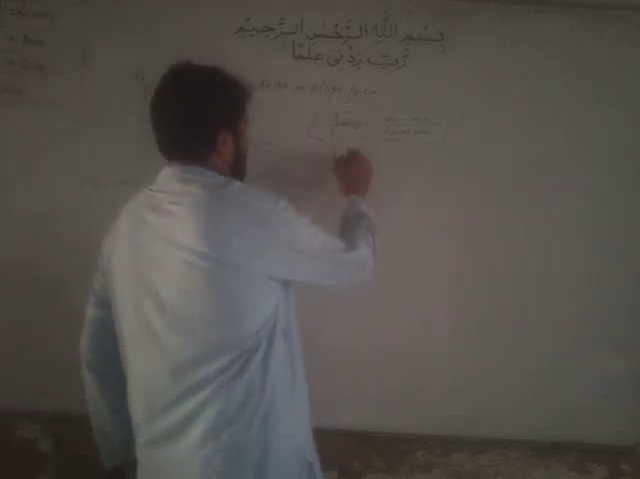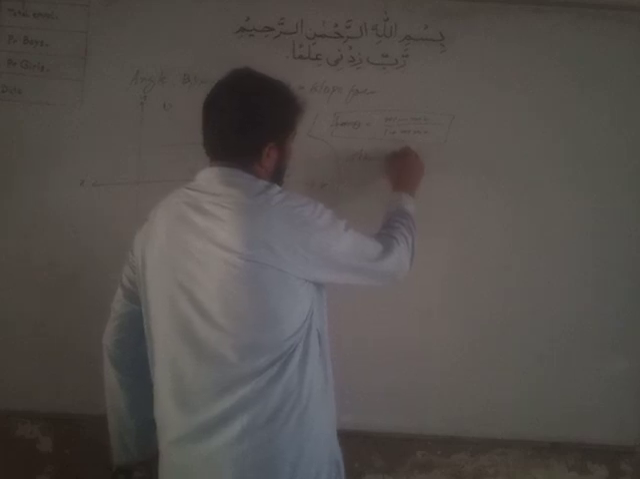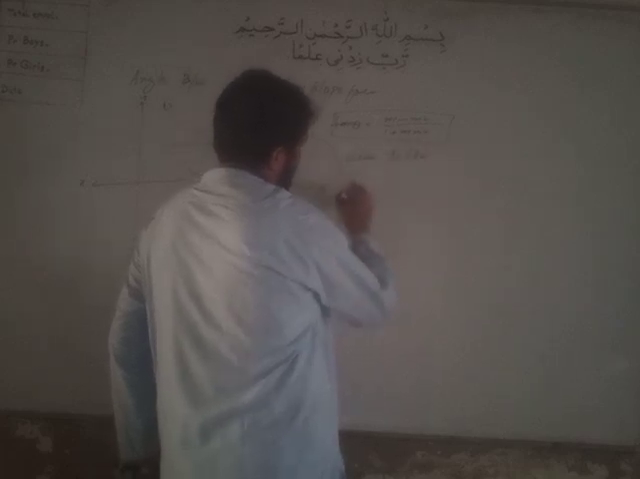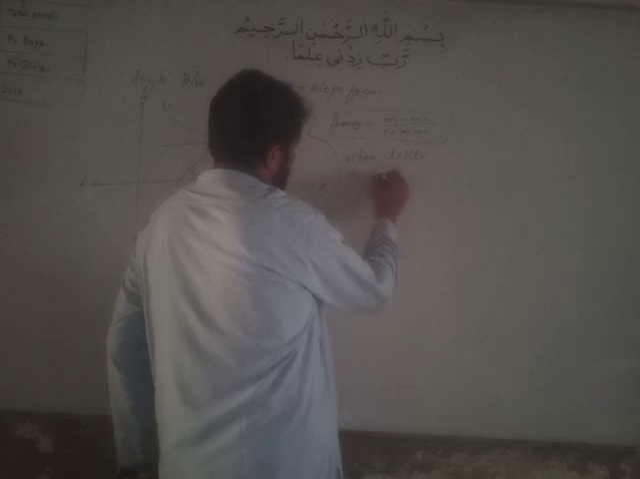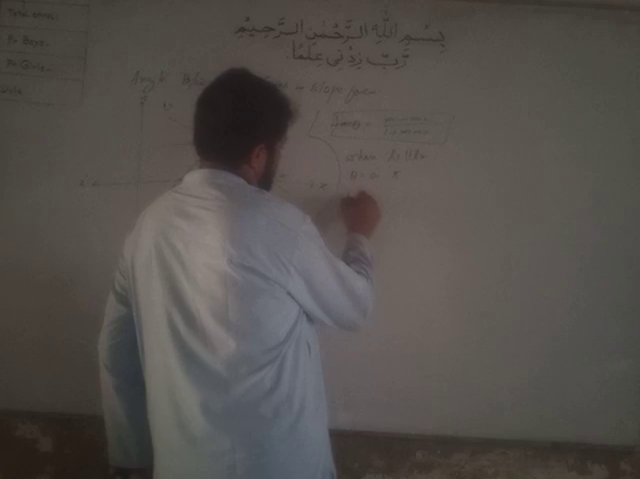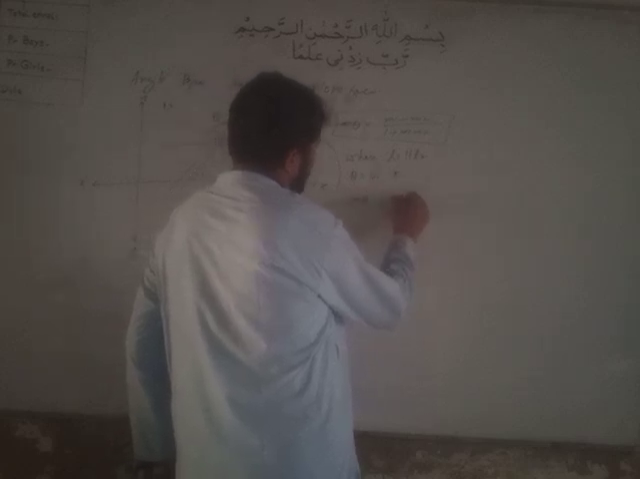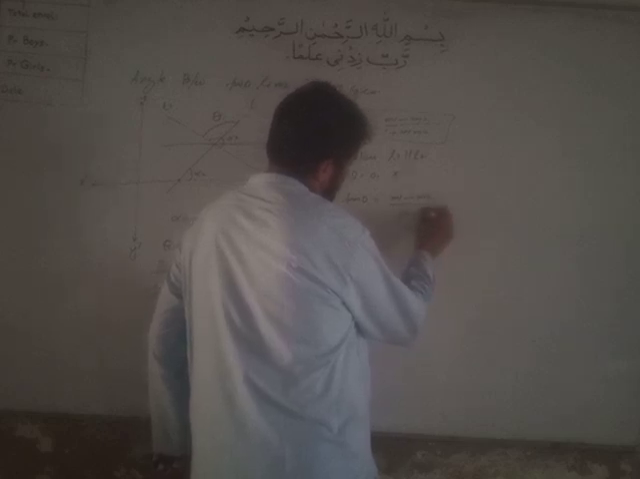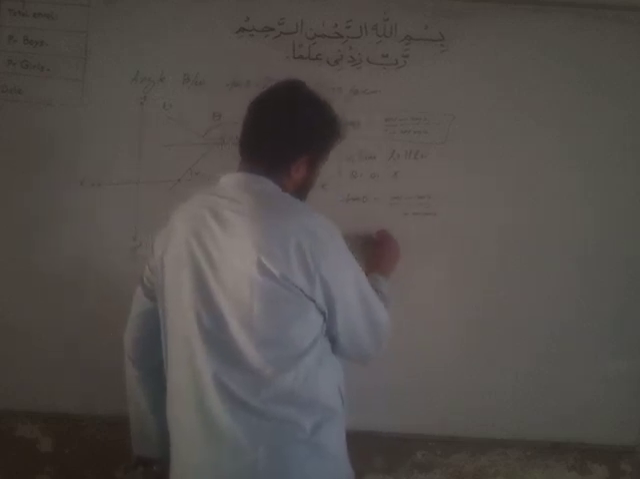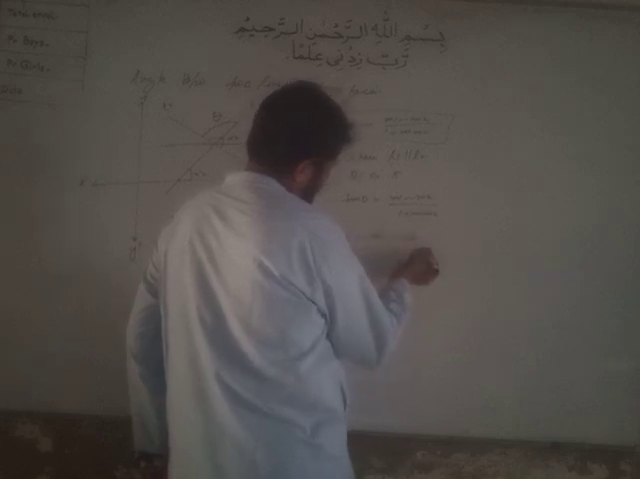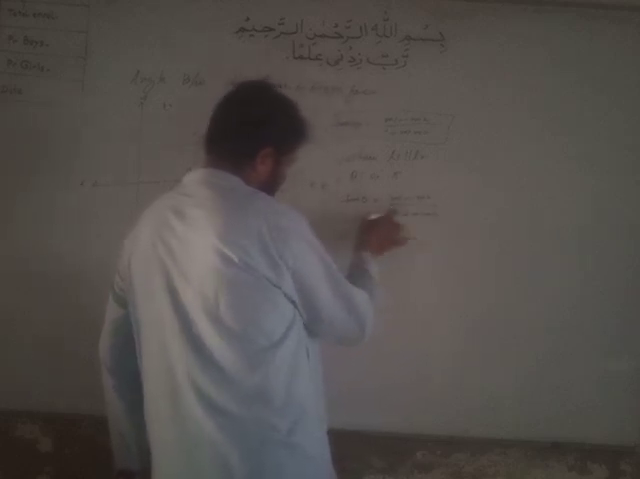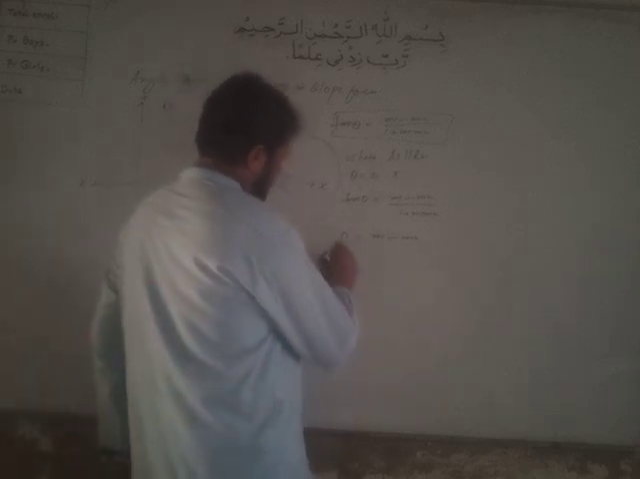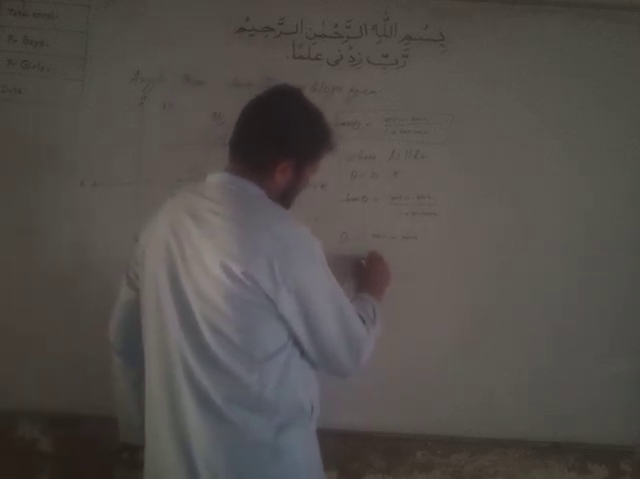Now when L1 is parallel to L2, we can say that theta is equal to 0 or pi. So tan 0 is equal to m1 minus m2 upon 1 plus m1 into m2. So this is 0, here m1 minus m2. When we cross multiply, this will be 0. So we can say that m1 is equal to m2.